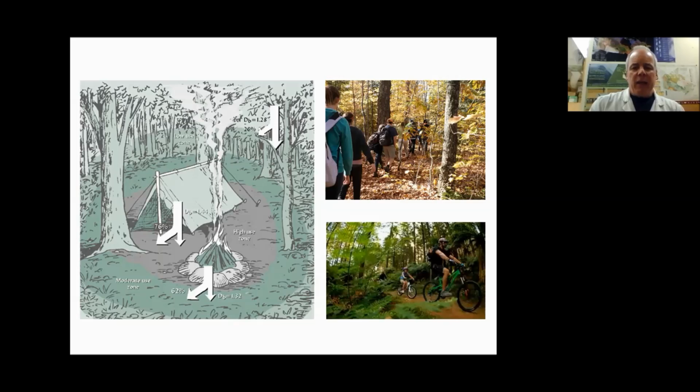The same can be said for hiking in the forest or bike trails in the forest as well, or even if you think about this around your school perhaps, where students walking all in one direction to get to the school across a field or across a lawn create a compacted soil surface.